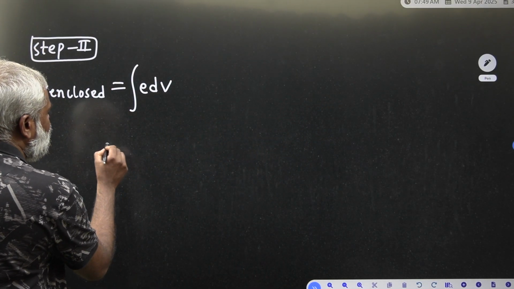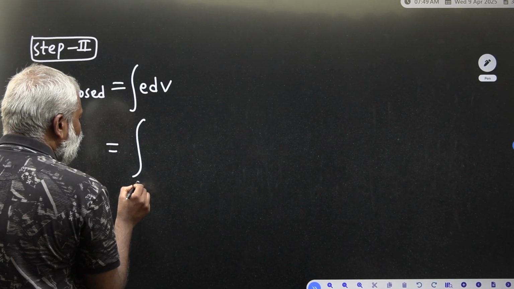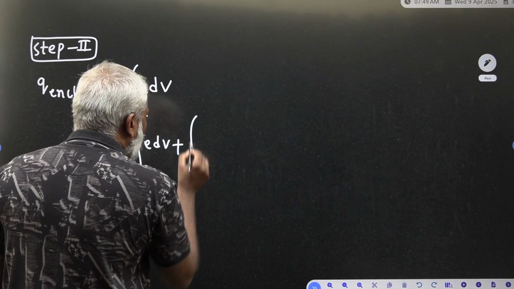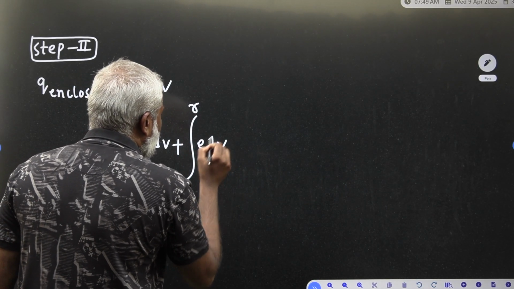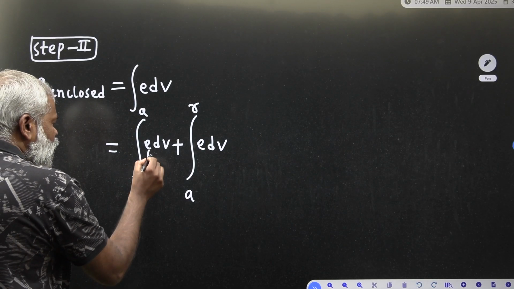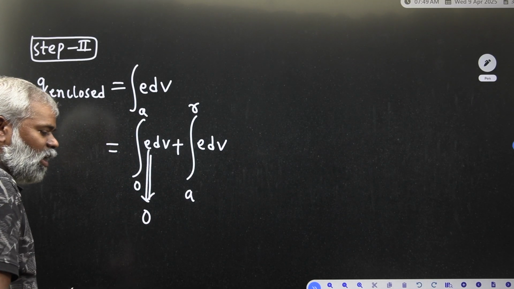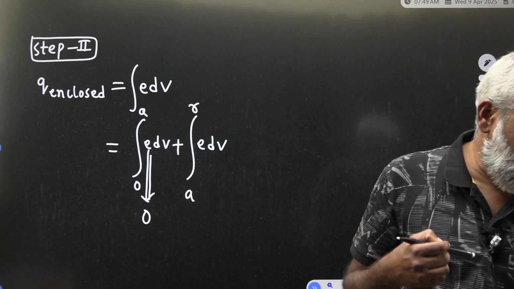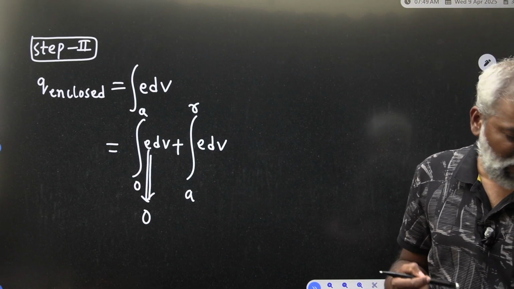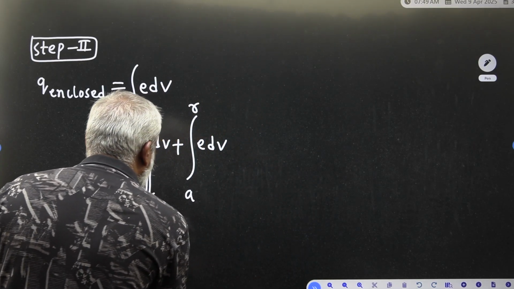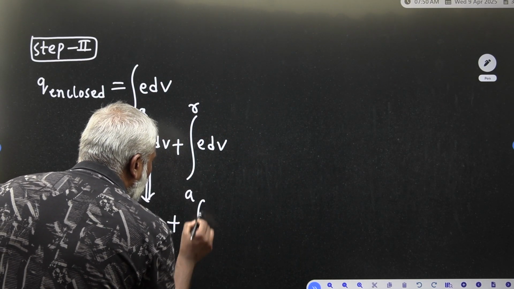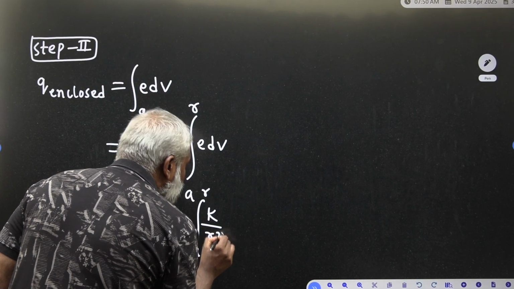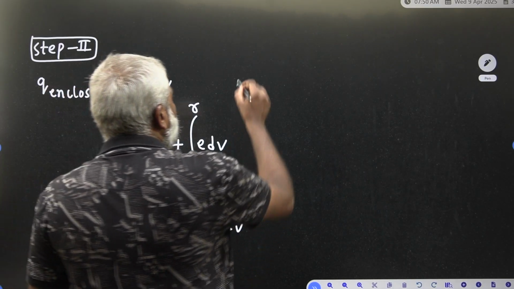We are splitting this integral from 0 to A of rho dV plus from A to R of rho dV. We are splitting the integration. From 0 to A there is no charge density because it is a shell. So inside the inner radius sphere there is no charge density. That's why you have to take it as 0. So therefore in A to R, rho is, they are giving that value, equal to k by r square into dV.